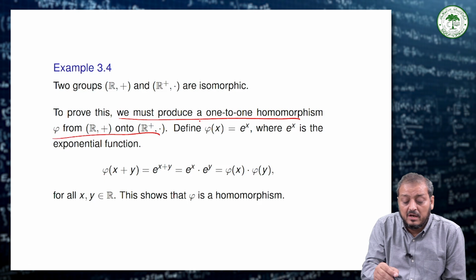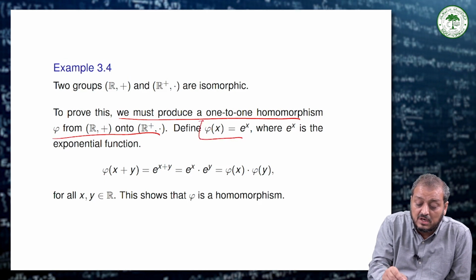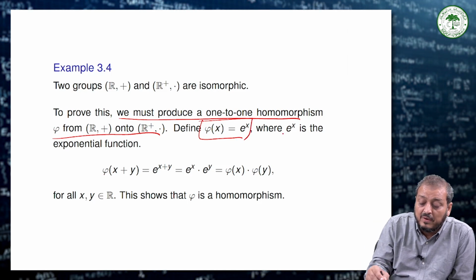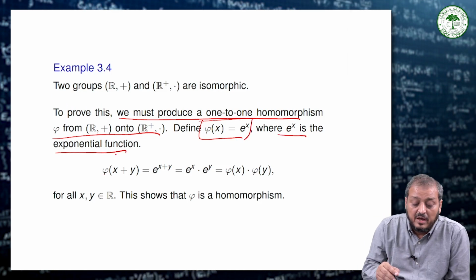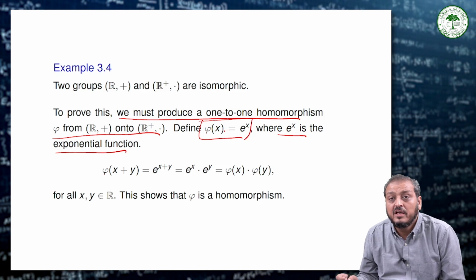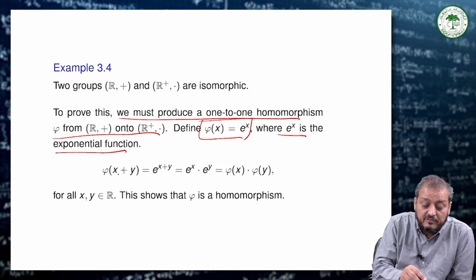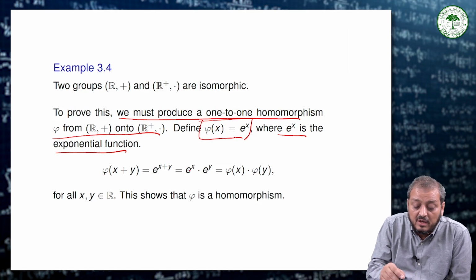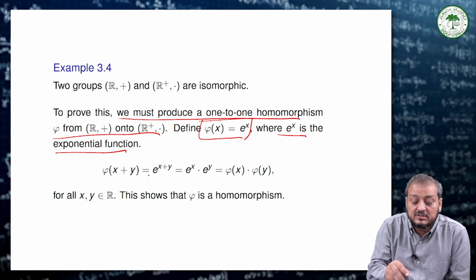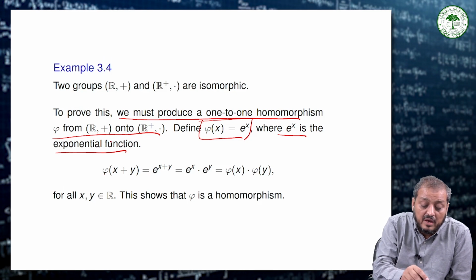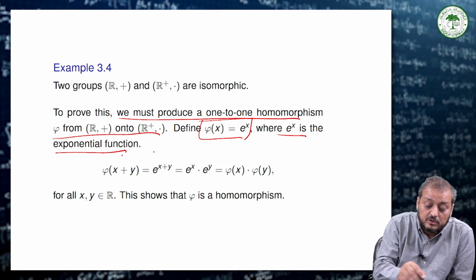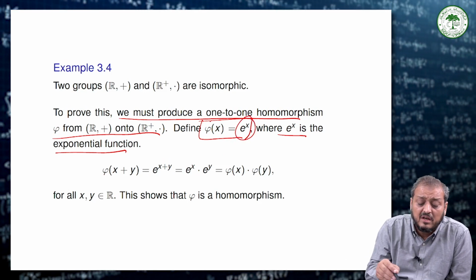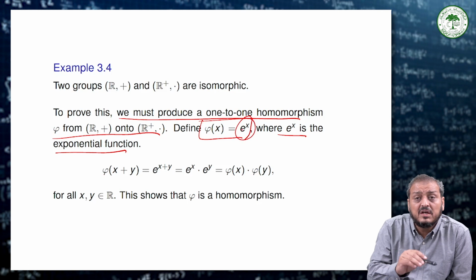So, suppose we take a function y is equal to phi of x is equal to e to the power x, the exponential function. Clearly this is a homomorphism, and phi of x plus y can be written as e to the power x plus y, which is the same as e to the power x times e to the power y, that is phi of x times phi of y. This is also clearly a well defined function.